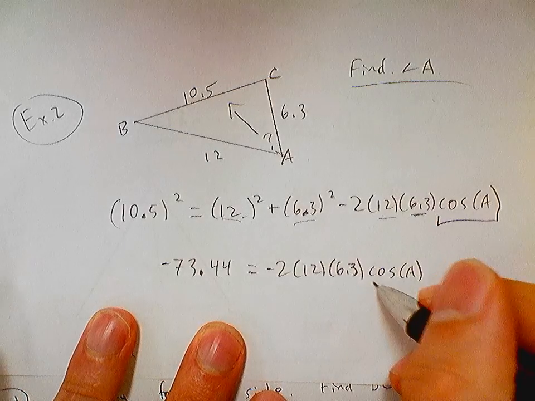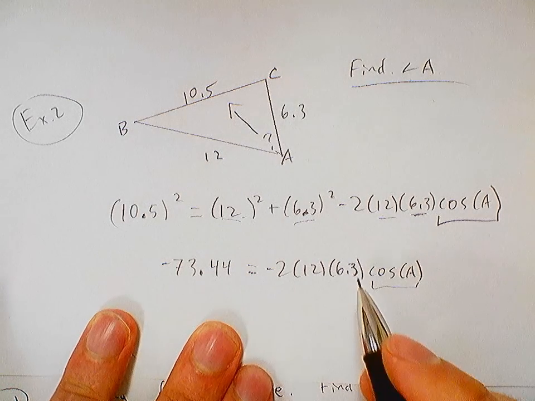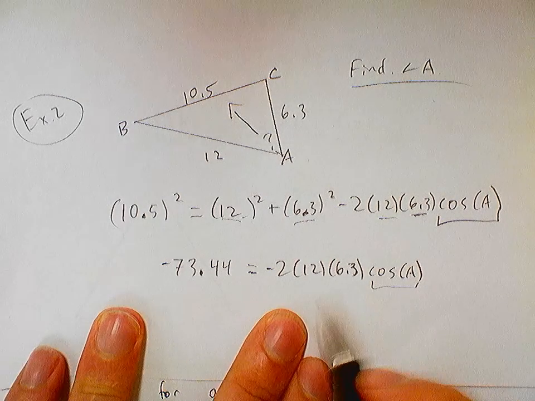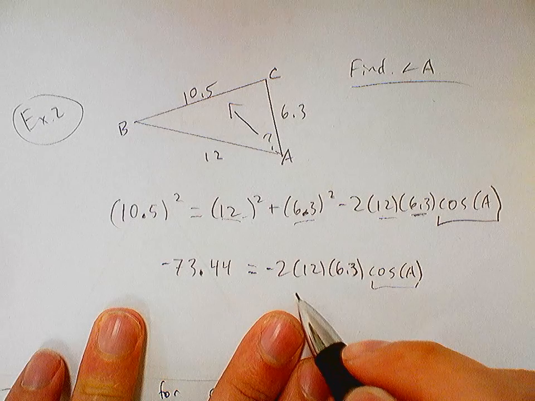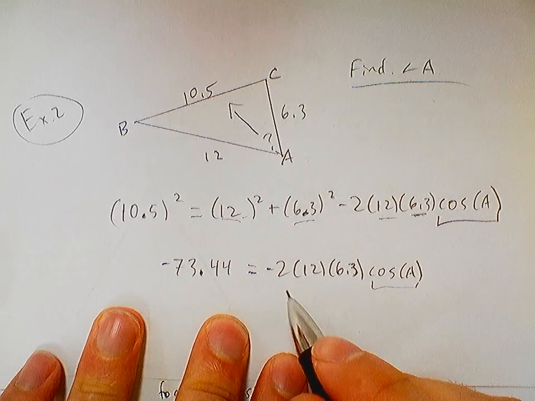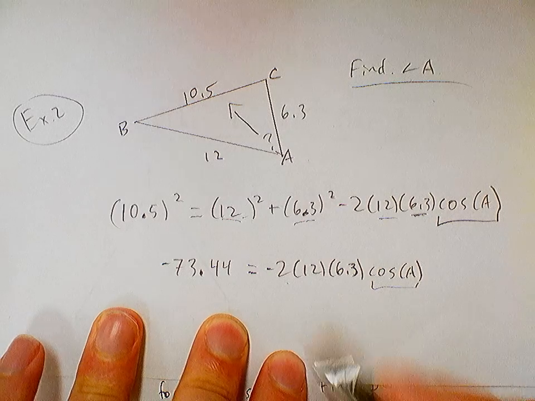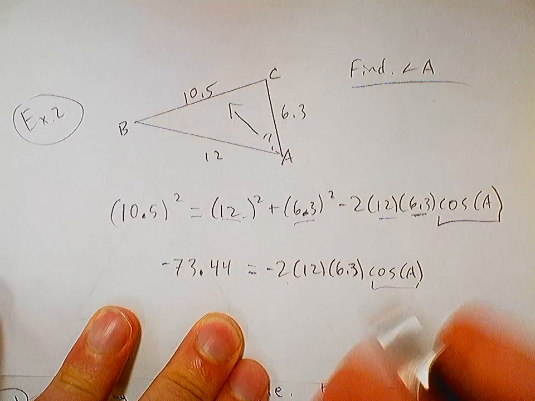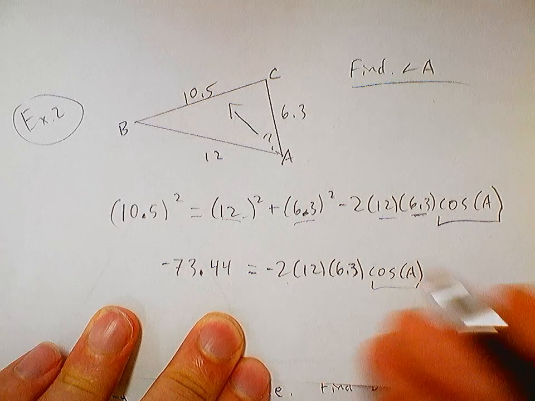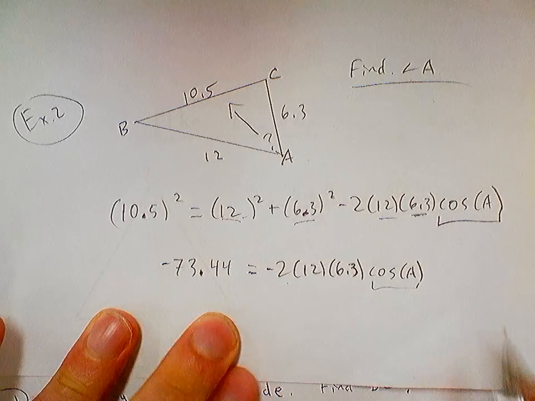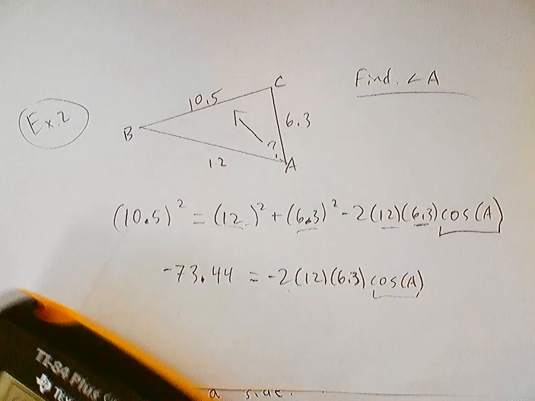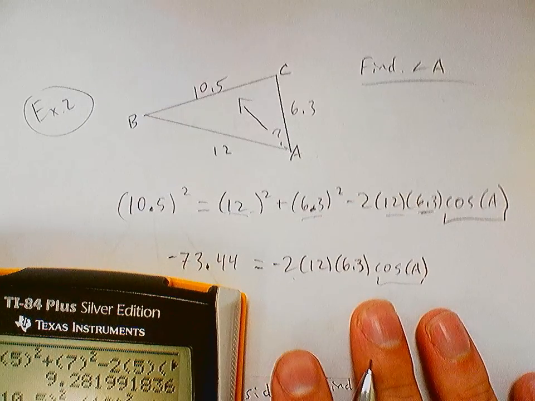So we've almost got cosine of A isolated. I've just got to do a little bit more work. Depending on what your fancy is, you may want to simplify negative 2 times 12 times 6.3. If you're uncomfortable putting a whole bunch into the calculator at once, that's perfectly acceptable. But I'm trying to save as much work as I can here.